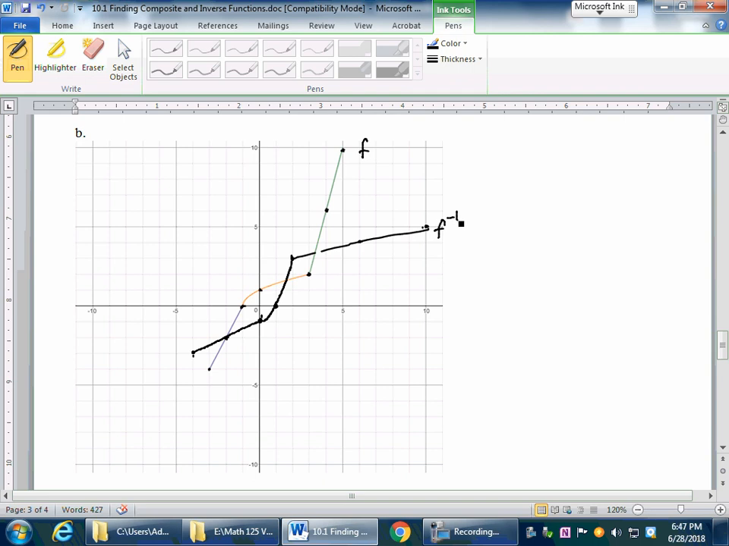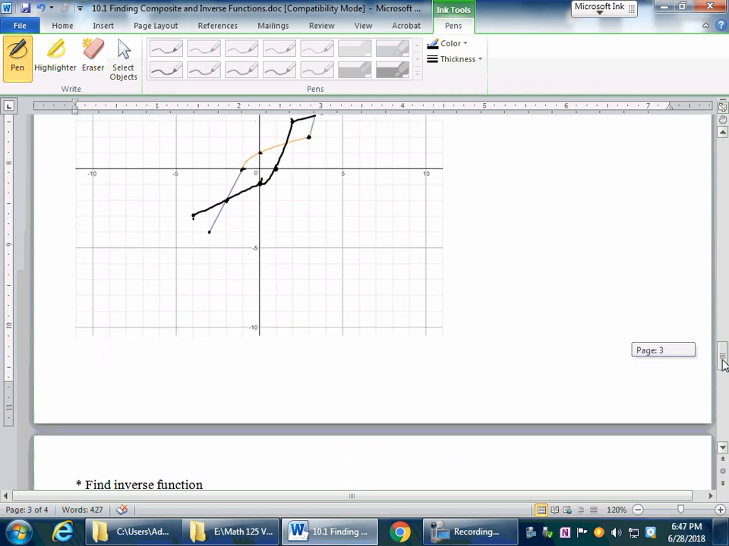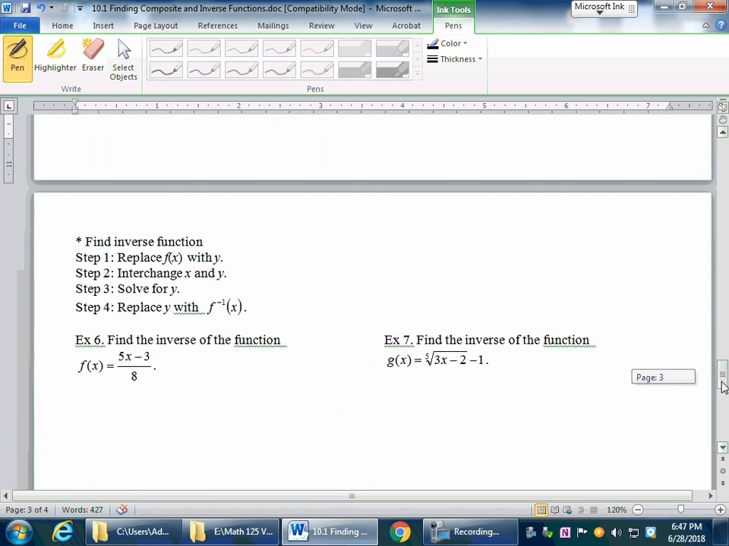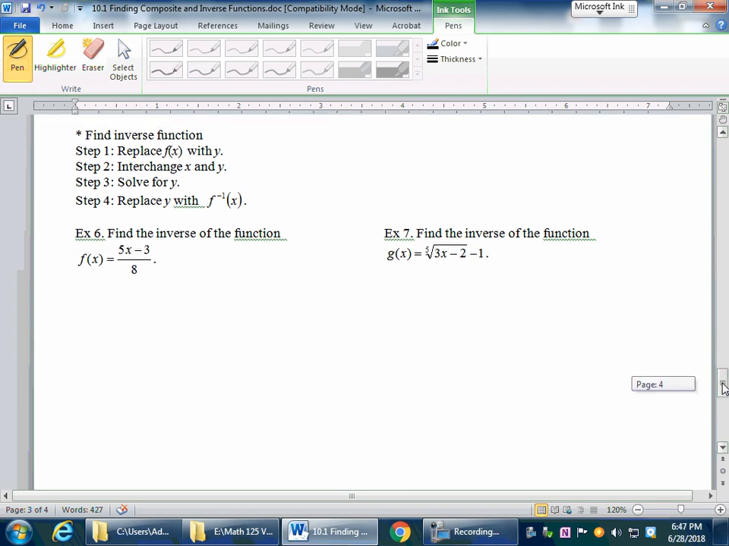So graphically, this is how we look at the inverse of a graph. And we're going to use this idea when we start talking about exponentials and logarithms because they are inverses of each other. So now that we know what's happening graphically, we want to find the inverse functions algebraically.